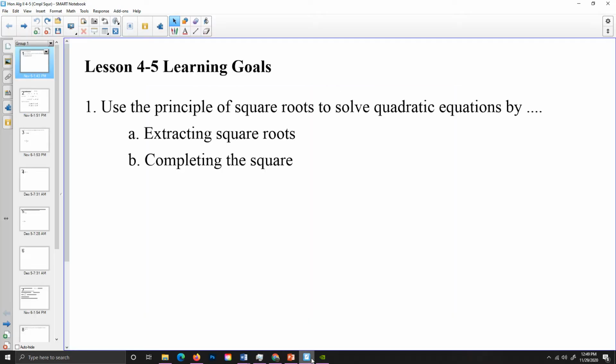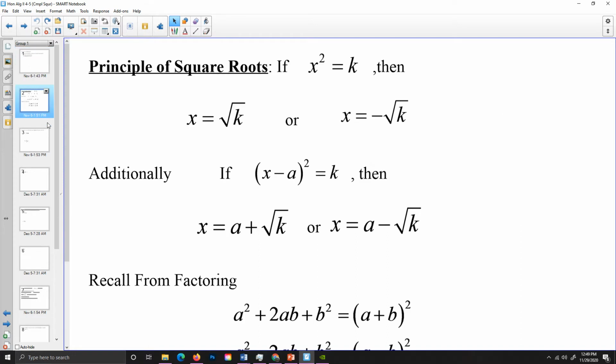Today we are going to use the principle of square roots to solve quadratic equations by either A, extracting square roots, or B, completing the square. So what is that principle of square roots?